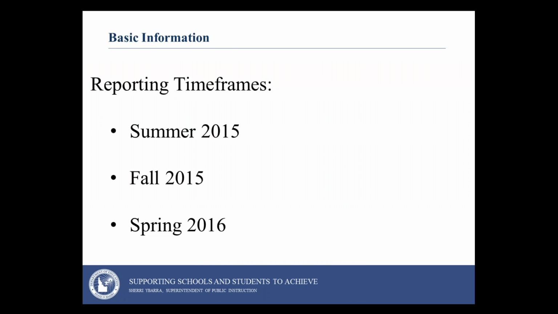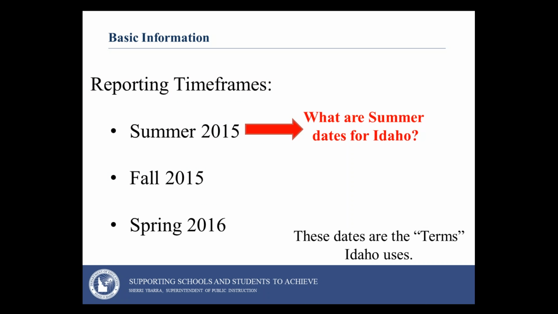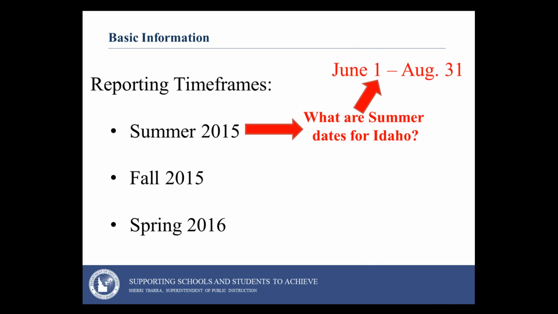So here's some basic information about the Tactile Group. We have 3 reporting time frames: summer, fall, and spring. Now, what are summer dates for Idaho? Well, in Idaho, we look at summer as those dates between June 1st and August 31st.